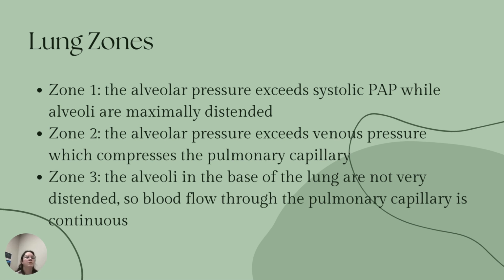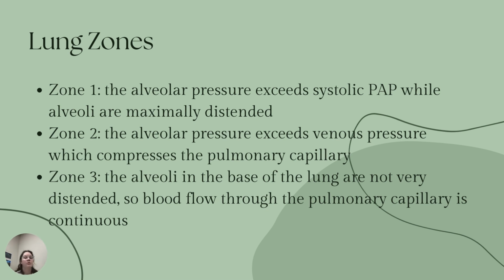In zone 2, this is going to be the middle of the lung. The alveolar pressure exceeds the venous pressure, which compresses the pulmonary capillary. So your systolic pulmonary artery pressure is greater than the alveolar pressure, but your diastolic is not. So blood will only flow through the pulmonary capillary during systole. When the heart is contracting, it's only going to flow through when it's opening up.